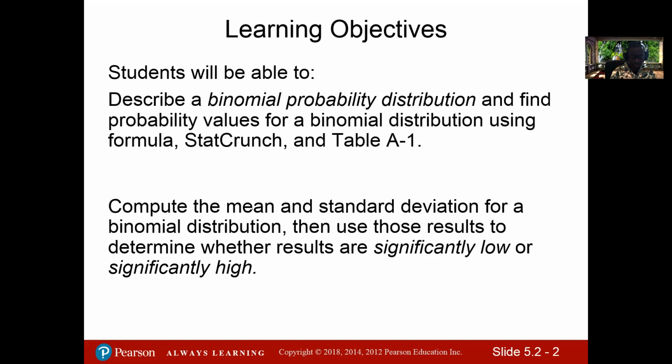Whenever we have a distribution, we can always find the center and the spread, the mean and the standard deviation or variance. Then use those results to determine whether we have a significantly high or significantly low value. Don't forget we can also use probabilities, where we consider the probability that X or more is less than or equal to, say, 5% or sometimes 1%.